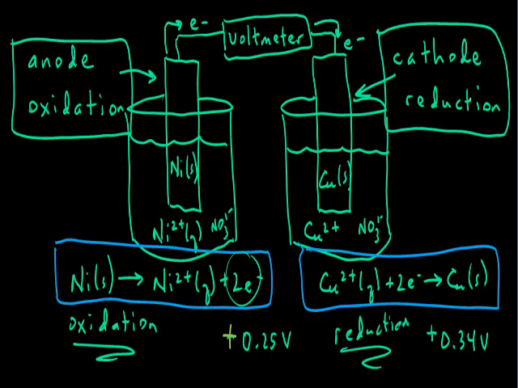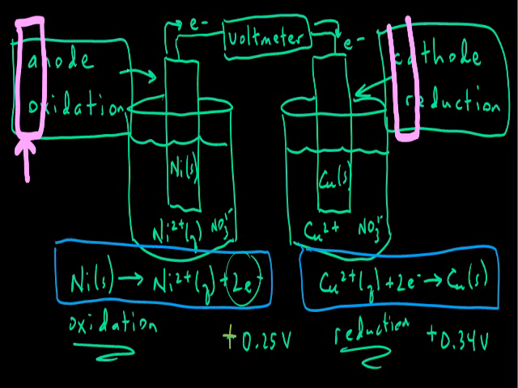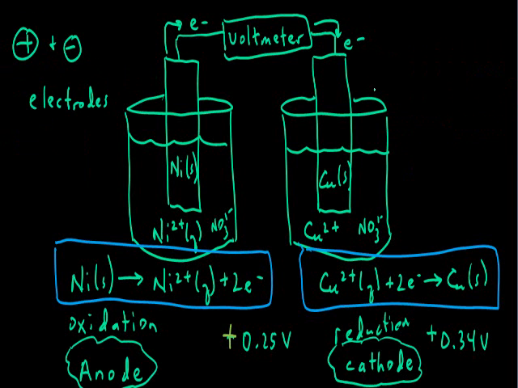Now, one means to keep track of which is to focus on the letters that start each one. Over here we see that anode starts with a vowel, as does oxidation. So the vowel-vowel combination always goes together, whereas cathode and reduction both start with a consonant, C. The cathode is always the location of reduction, and the anode is always the location of oxidation.